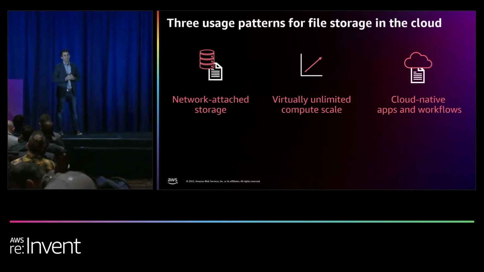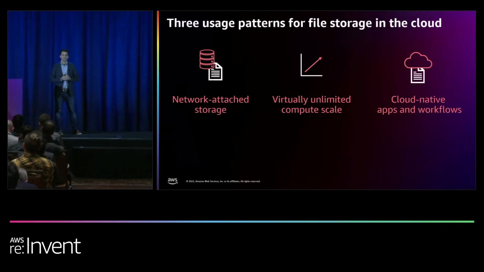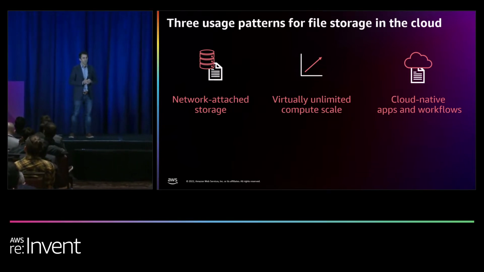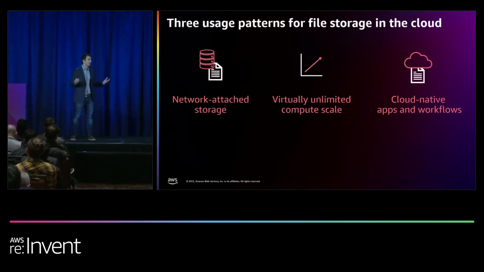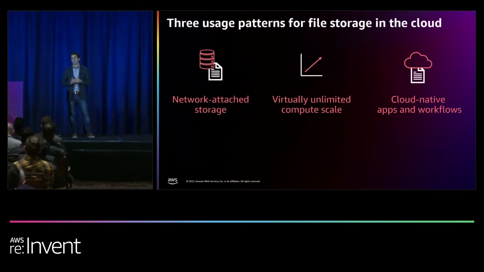And what we've found is that all of these workloads map to three primary use cases for file storage in the cloud. The first is running network-attached storage for a variety of applications in the cloud. The second is applications where customers are looking to leverage the cloud to unlock the virtually unlimited compute at scale. And finally, we have use cases where customers are trying to easily share data for cloud-native applications and workloads.